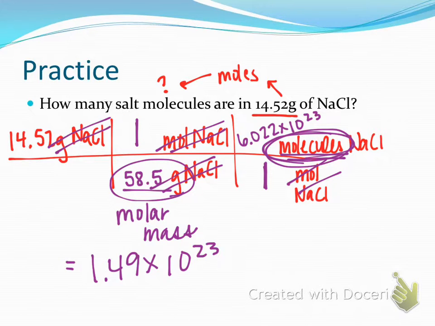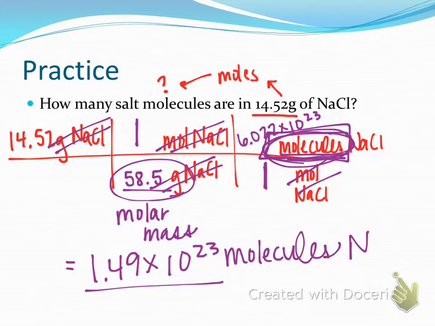Okay, and you should be knowing here that we're solving for molecules, which means you should end up with a huge number, which this is considered a huge number. Molecules, put your units on there at the end, molecules of NaCl. Okay, so now we can check. Remember how we talked about last time checking to see if our answer made sense or if it was reasonable? We're going to do that same thing here.